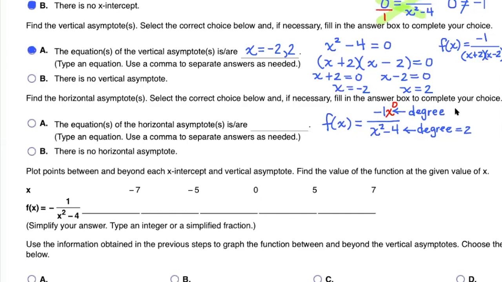The degree of my numerator is 0. My numerator is less than my denominator. So I do have a horizontal asymptote. Consulting the rules, I know it's y equals 0.